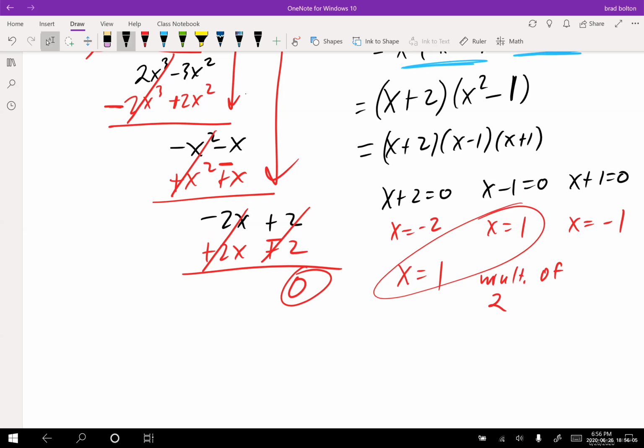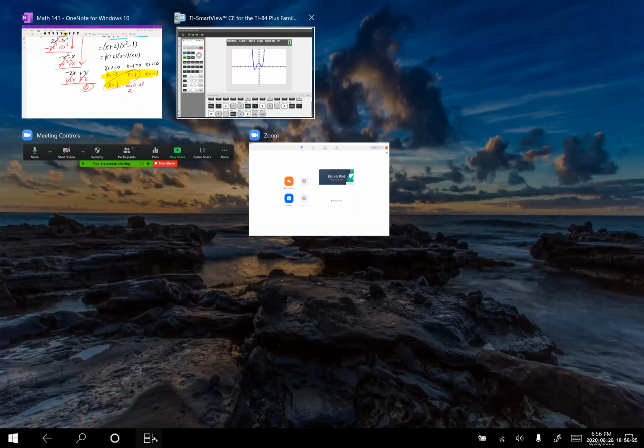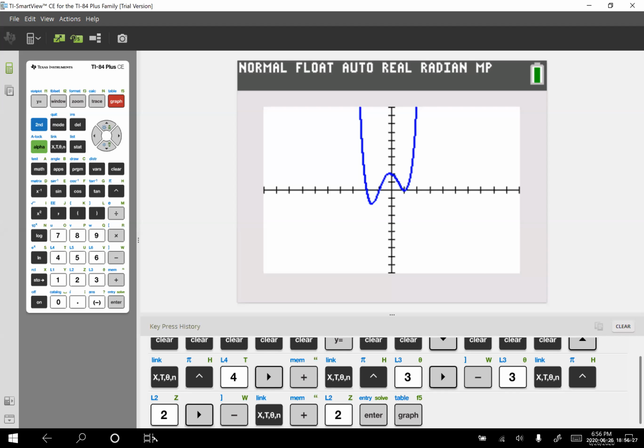So now, if we wanted to factor this, we could. So I found all the zeros, right? So this is all of my zeros, right? There's 3 distinct zeros. One of them is repeated, okay? So we have negative 2, 1, and negative 1. And then if we go back and look, we have multiplicity of 2 at 1. And look what it did at 1. It bounced off of 1.